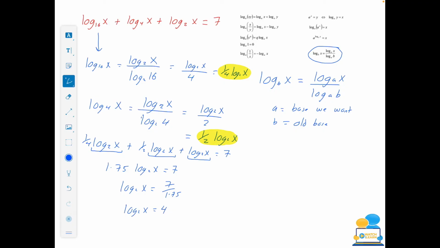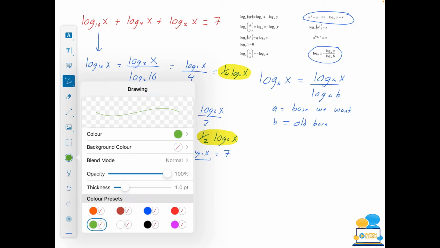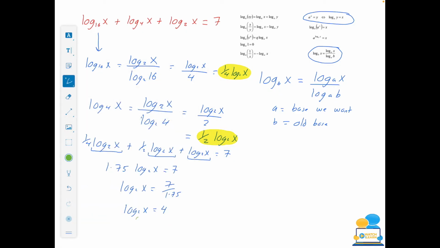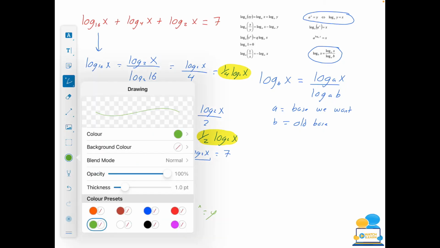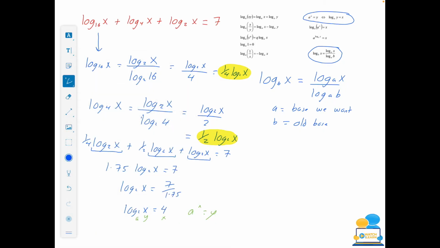Okay, now here we're going back to that important rule again. I'm looking for x, but that x is stuck inside the log, so I need to use this formula to get it out. I'm just going to label my different parts here. So this is my a, this is my y, and this is my x, and we're going to change it into a to the power of x is equal to y. So it'll be 2 to the power of 4 is equal to x. 2 to the power of 4 is 16. So x is equal to 16.